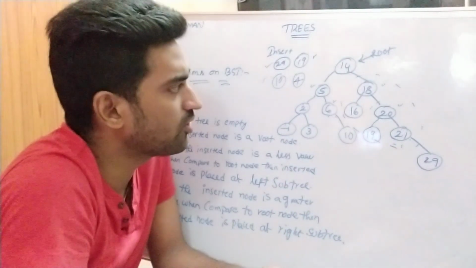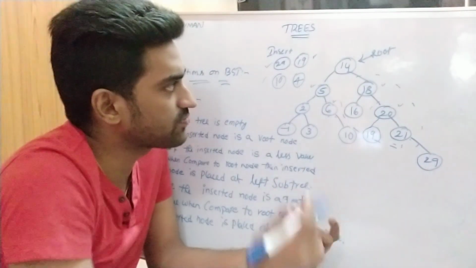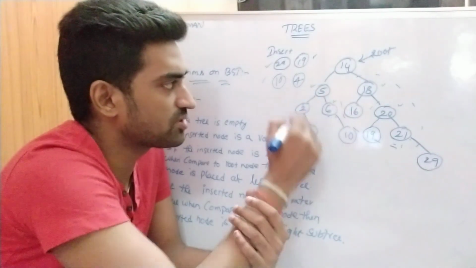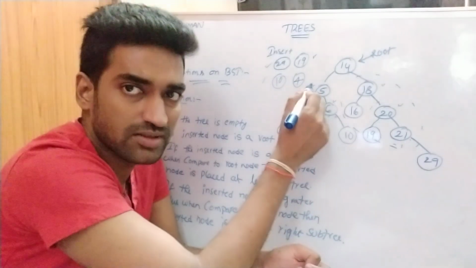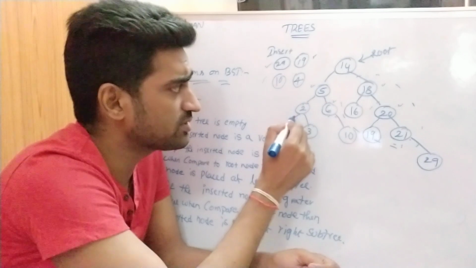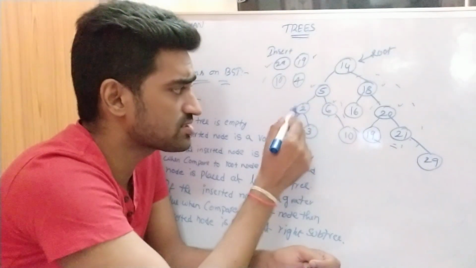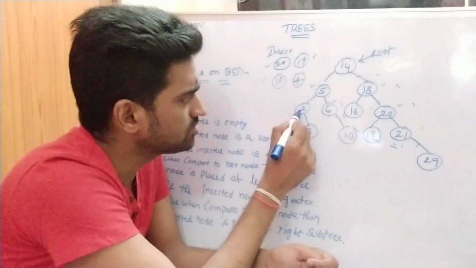4. So 4 is compared to 14. This is less value, so that's why we can place it in the left subtree. What is the root for the left subtree? 5. So when compared to 5, this is less value. So that's why we can place it at the leftmost position. The leftmost position is already filled by 2, so that's why we apply the comparison procedure to 2.